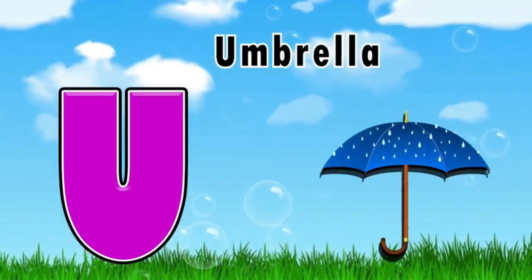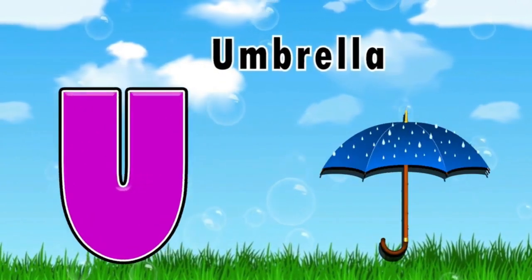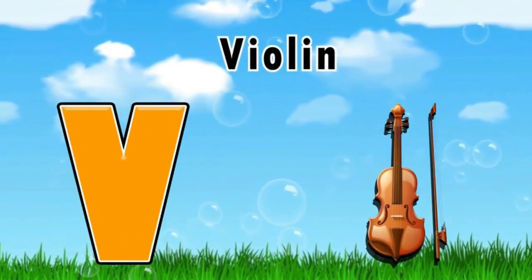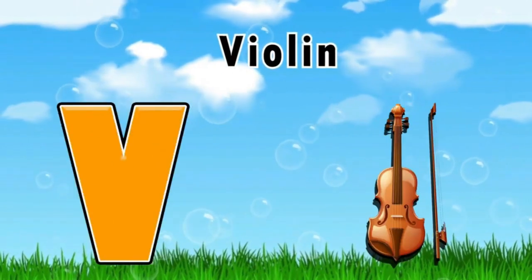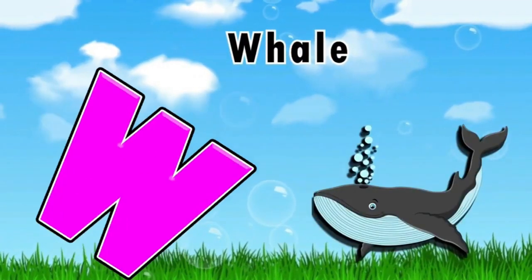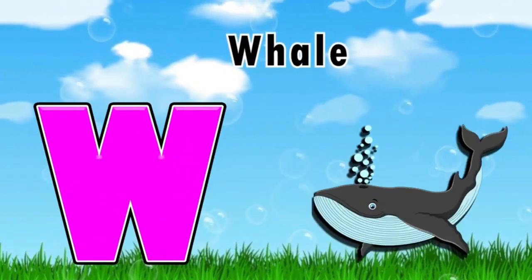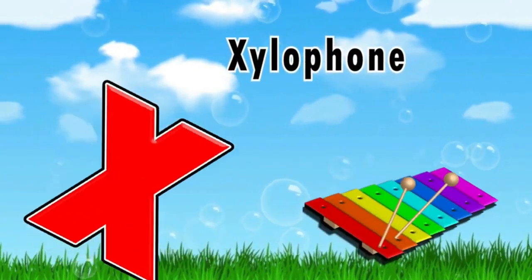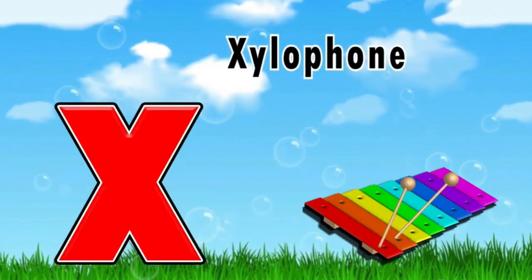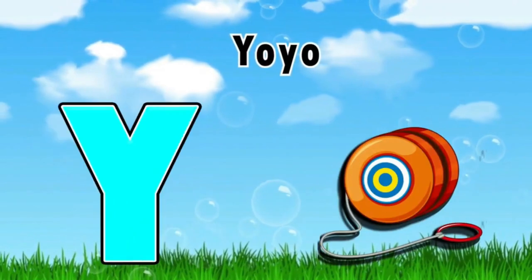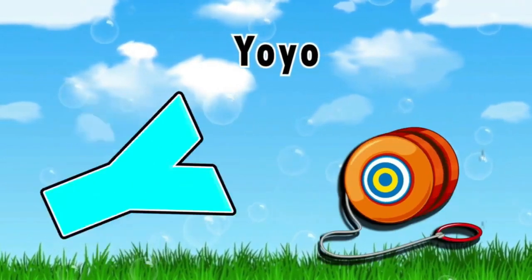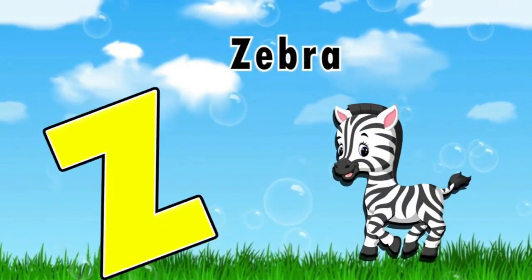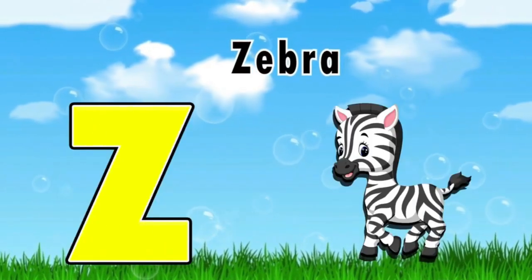U is for umbrella, umbrella, umbrella. V is for violin, v, v, violin. W is for whale, w, w, whale. Y is for yo-yo, y-y-yo-yo. Z is for zebra, z-z-zebra.